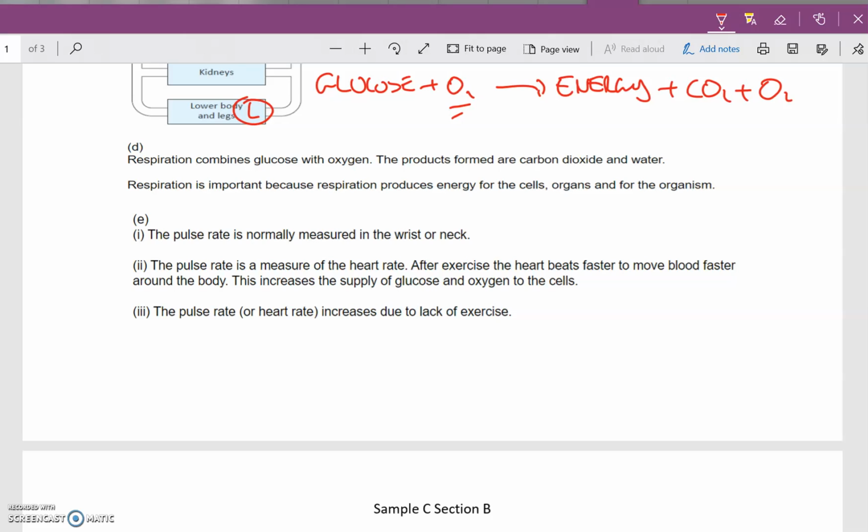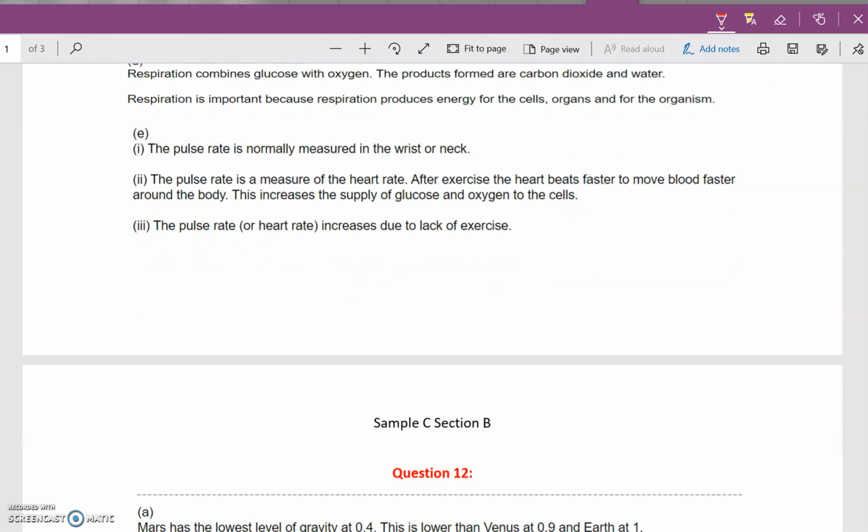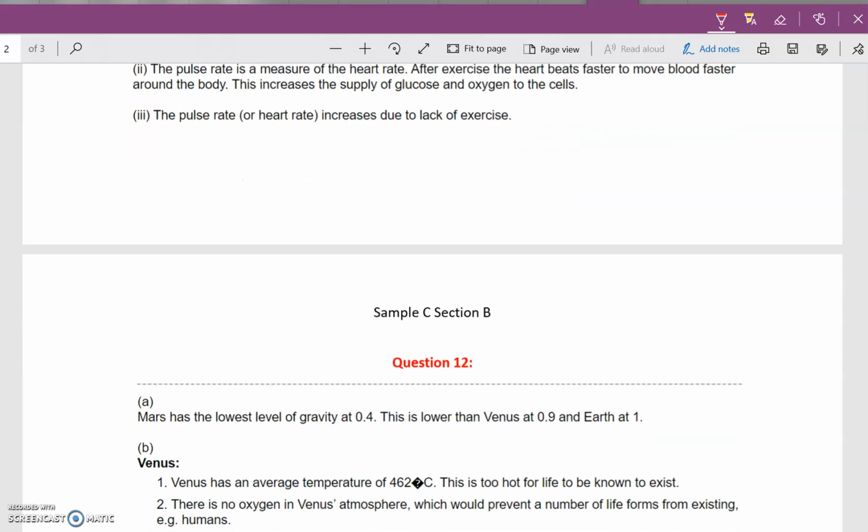Part E then, name a location in the body where the pulse rate is normally measured. So the wrist or the neck. Part 2, give one reason why Sinead's pulse rate increased after exercise. When you exercise, the muscles and the cells require more energy. So to get more energy, they need more oxygen and glucose, and that's in the blood. So the heart pumps the blood faster to get to those areas quicker, so that your heart rate increases. And last is in part 3, name one lifestyle choice that could cause a person's pulse rate to increase over time. So lack of exercise is the answer there.